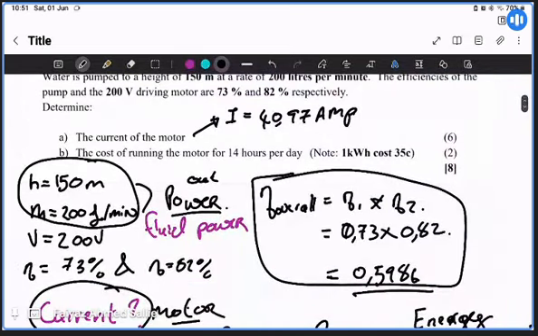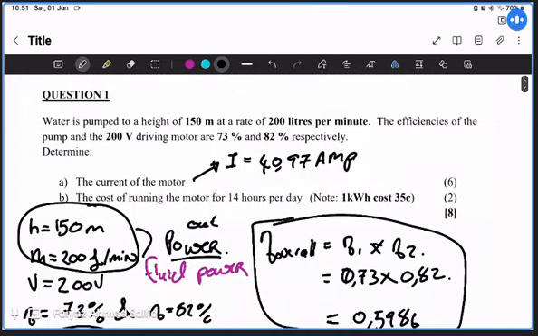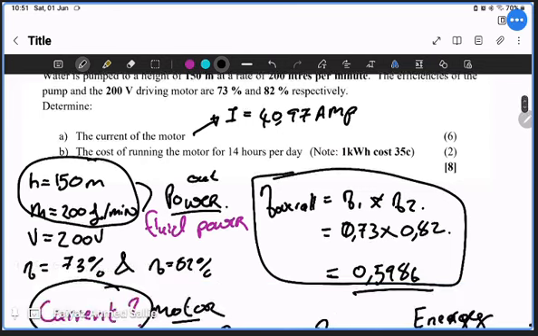To the next question, for question number one. So the question states the cost of running the motor for 24 hours per day. Note that it's 1 kilowatt hour. So it's going to cost 0.35 cents per kilowatt hour.